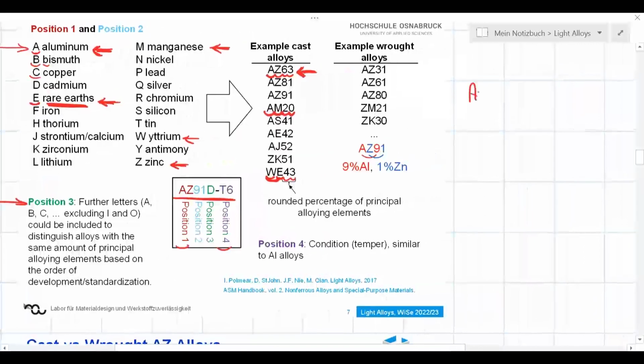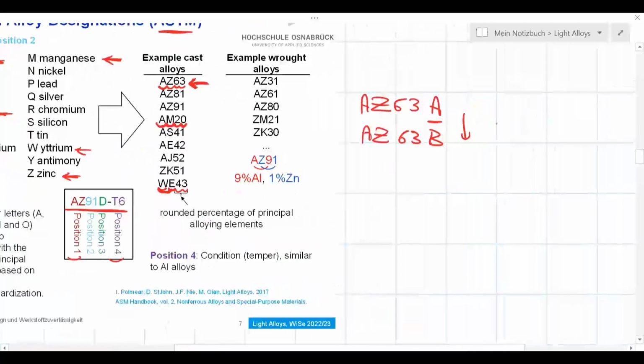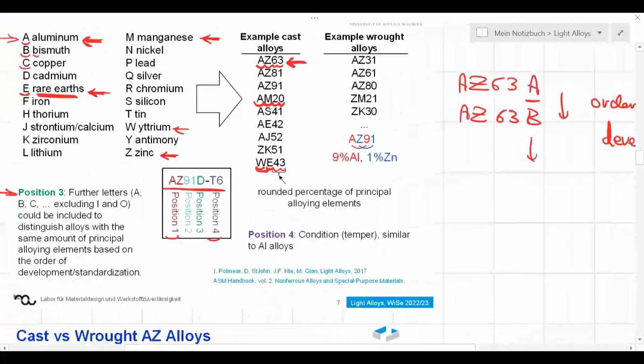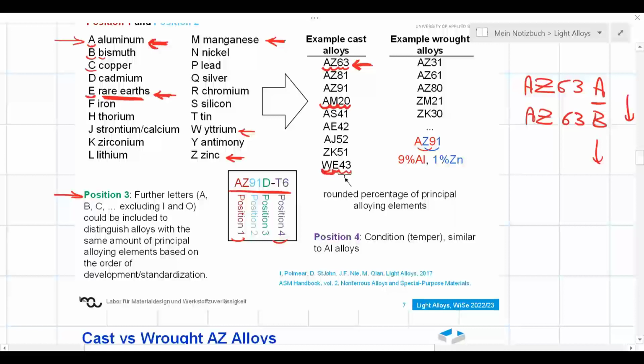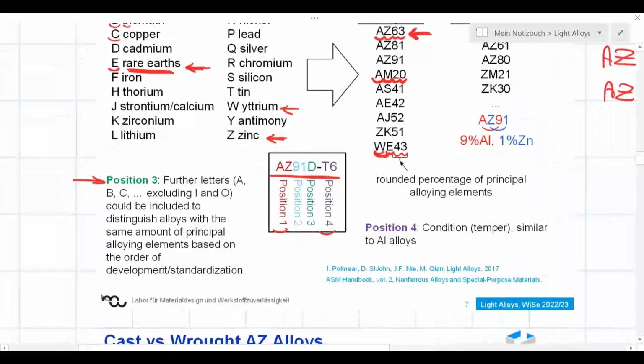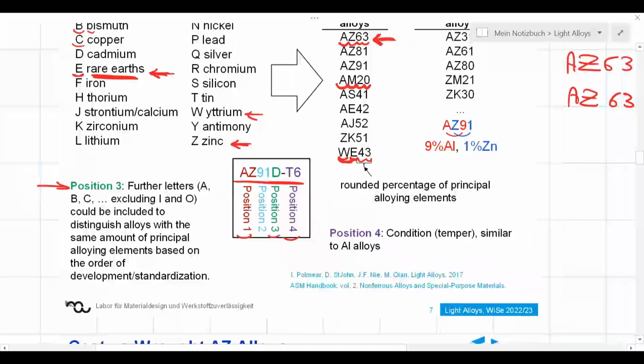designated with a letter. For instance, the first development, the first standard grade, could be referred to as A. If there has been a later development, it takes the letter B, right, in the order of development, or the order of standardization, right? The newer developments get letters further down the alphabet. Good. So that was position 3, and position 4 is a familiar one.